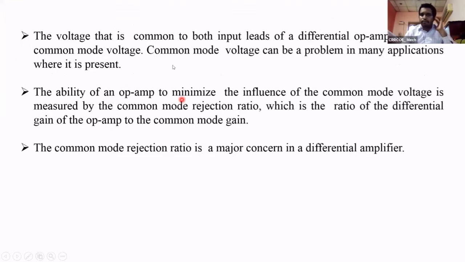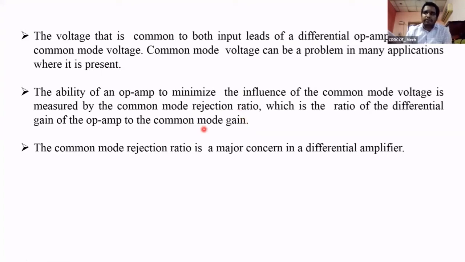This is the problem in many applications. Here the ability of the operational amplifier depends on minimizing the influence of the common mode voltage. We use a parameter to measure this, that is the common mode rejection ratio. The common mode rejection ratio is nothing but the ratio of the differential gain of the op amp to the common mode gain. What is the common mode rejection ratio? It is the ratio of the differential gain to the common mode gain.